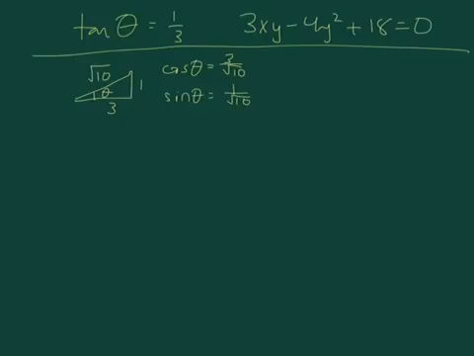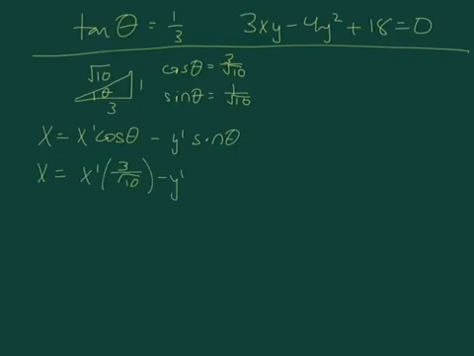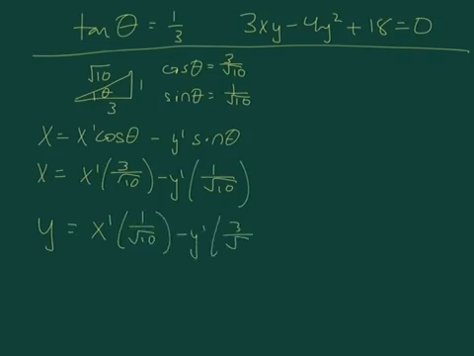Now you plug those into the equations, which is x equals x prime cosine of theta minus y prime sine of theta. So that becomes x equals x prime times 3 over root 10 minus y prime times 1 over root 10. And the same thing for y: y equals x prime 1 over root 10 plus y prime 3 over root 10. Now you have what x and y are, so you can plug them into this equation.